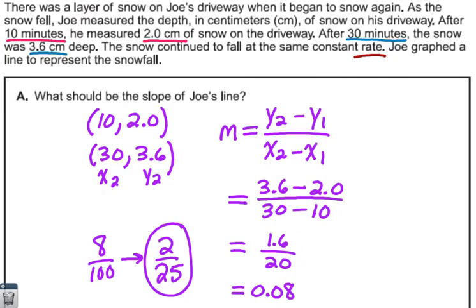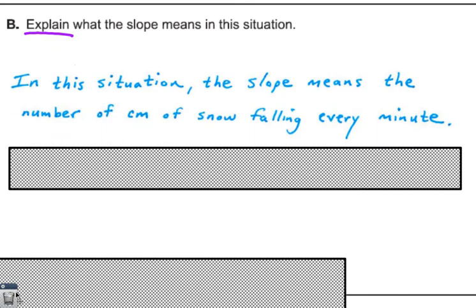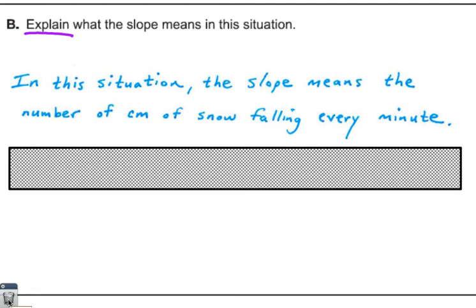Well, I think I already sort of addressed it, didn't I? The slope or the rate, you know, change in whatever over change in whatever. So that's going to be the change in centimeters compared with the change in time, the change in minutes? Because remember, the slope means rate. On the keystones, slope and rate go hand in hand, okay? So what did I write here? In this situation, the slope means the number of centimeters of snow falling every minute.